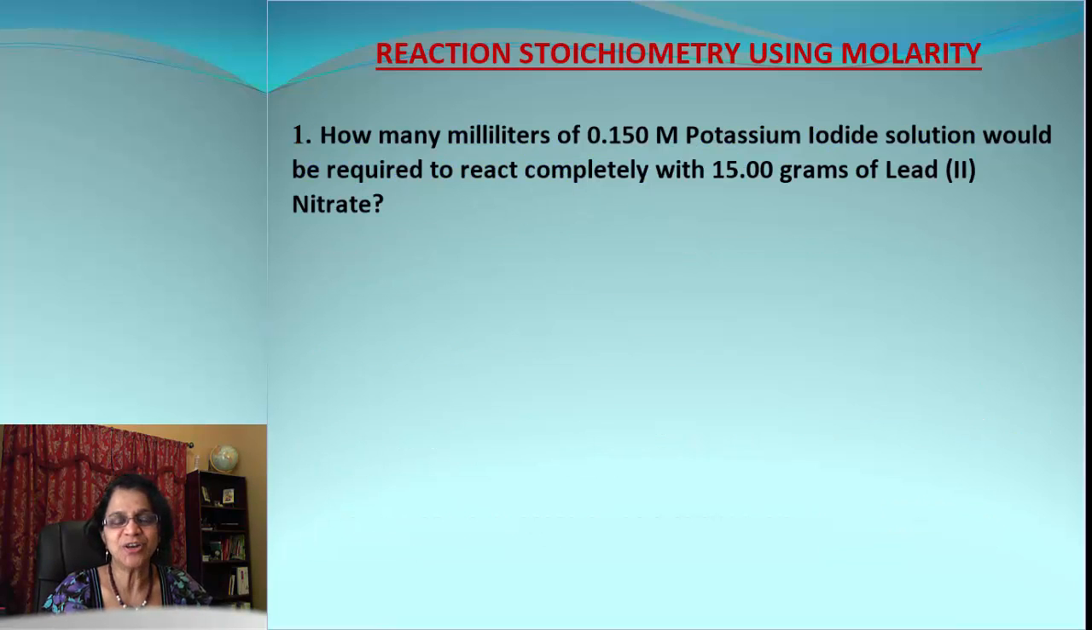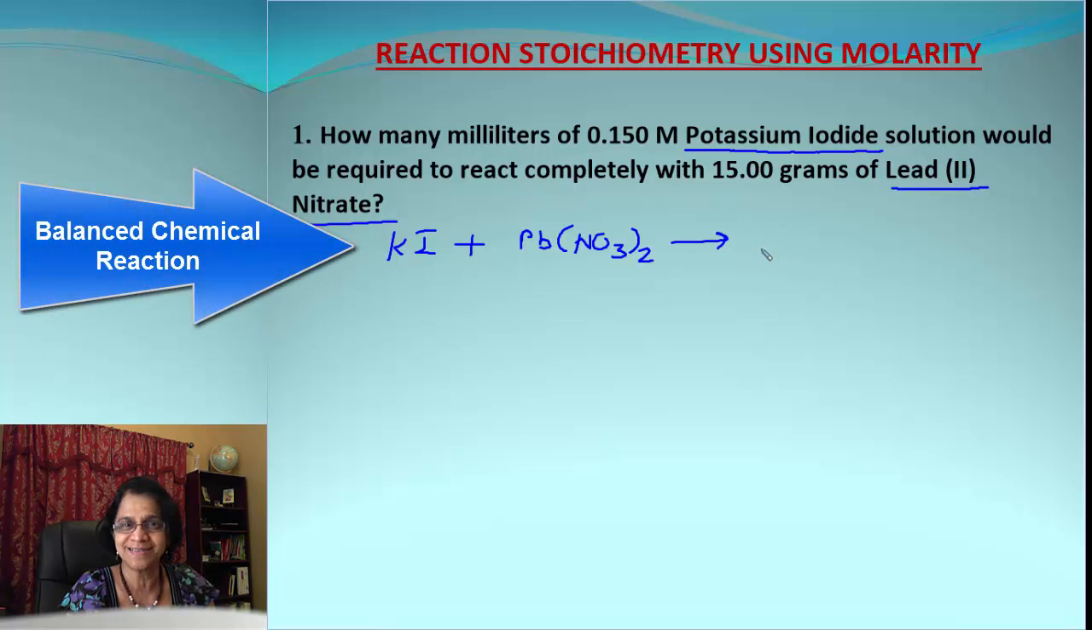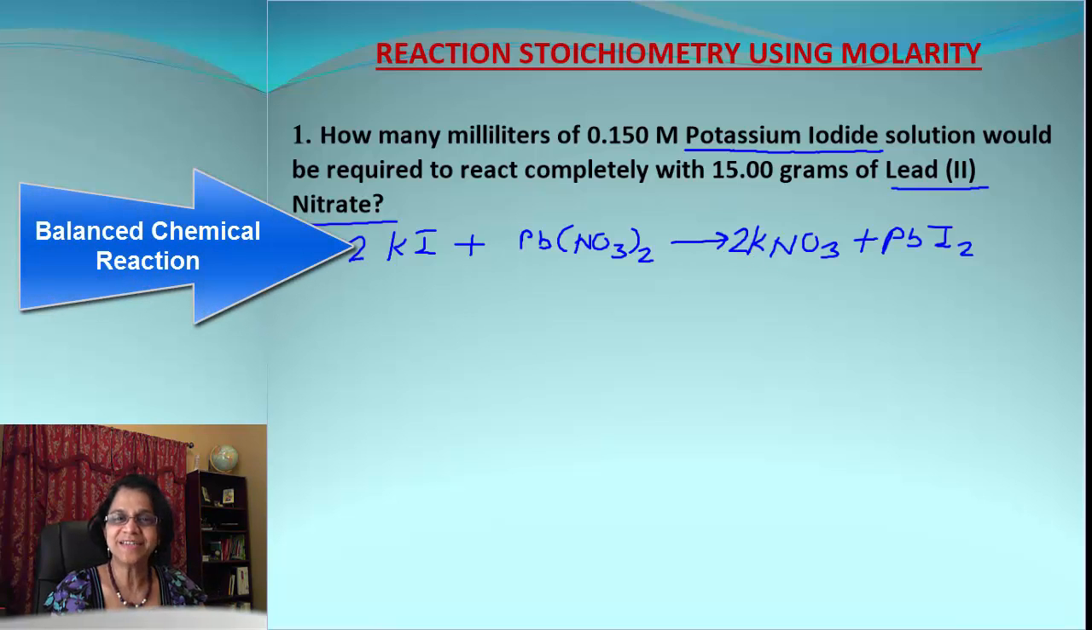Alright, let's actually work on a problem which involves reaction stoichiometry and molarity. So what do we got here? We got two compounds, potassium iodide and lead 2 nitrate. So let's write a balanced chemical reaction for both. That's potassium iodide, KI, and lead 2 nitrate will be Pb, and then NO3 will be 2 there. And when we balance the reaction, what do we get? So there you go, you got a balanced reaction.